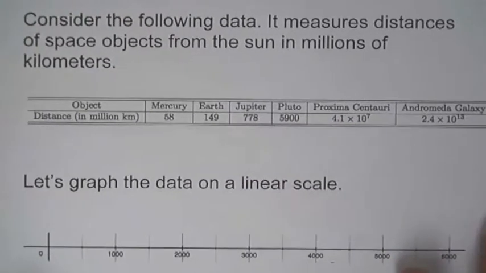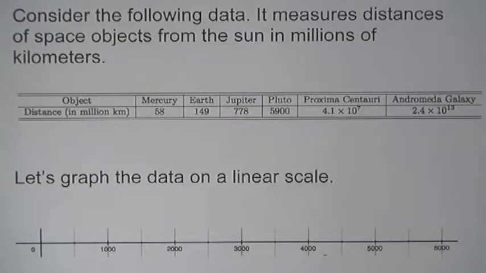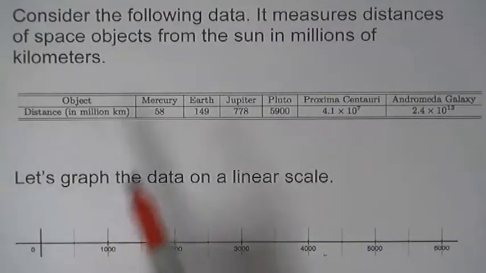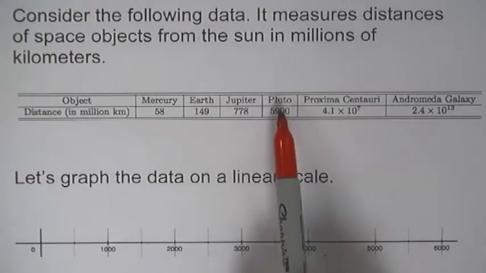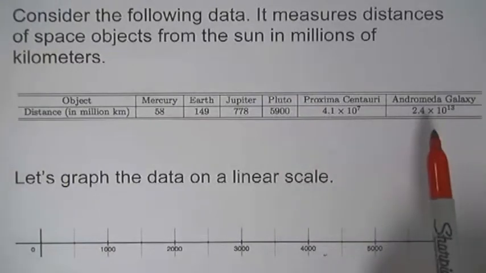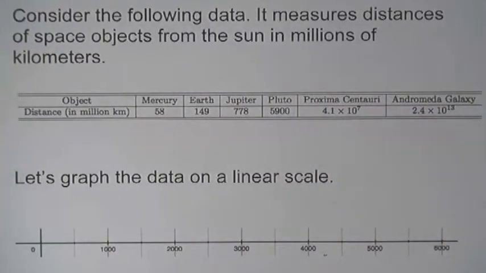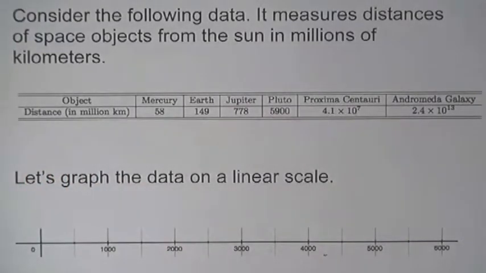Okay, so let's take a look at some data. Consider the following data. It measures distances of space objects from the sun in millions of kilometers. Notice the objects that we have here are Mercury, Earth, Jupiter, Pluto, not a planet anymore but a space object, Proxima Centauri, and the Andromeda Galaxy. These again are all measured in millions of kilometers. Okay, so let's go ahead and graph the data on a linear scale.